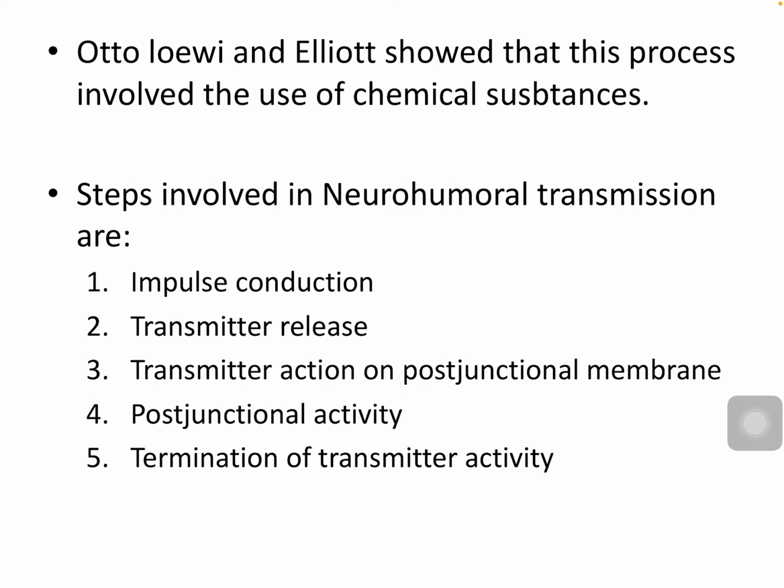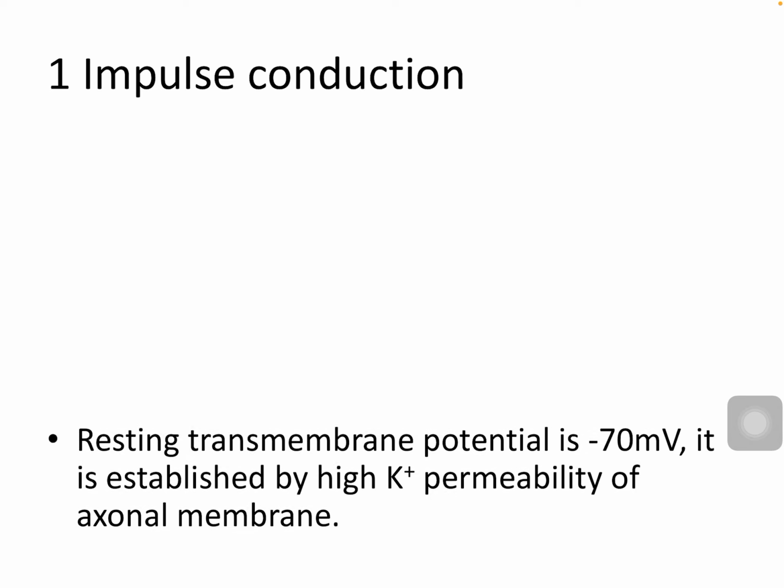So what are the steps involved in neurohumoral transmission? Five major steps are involved in neurohumoral transmission. All these five steps are involved in both the parasympathetic as well as the sympathetic nervous system. The first one is impulse conduction. Second one is transmitter release. Third one is transmitter action on the post junctional membrane. Fourth one is post junctional activity. And finally, destruction of the transmitter, or termination of the transmitter activity. So first is impulse conduction.